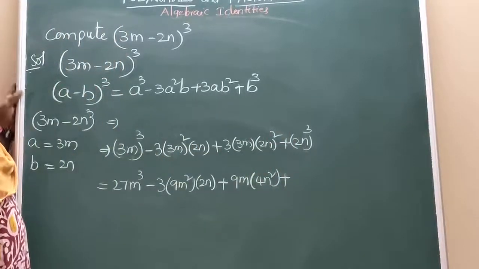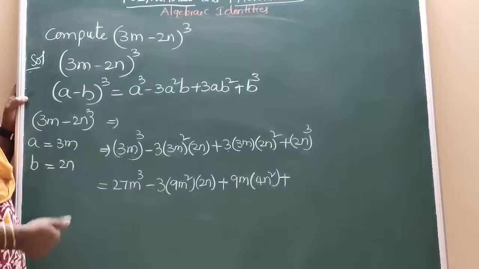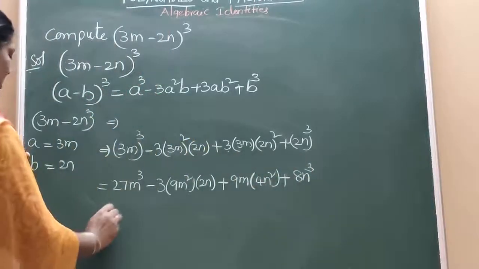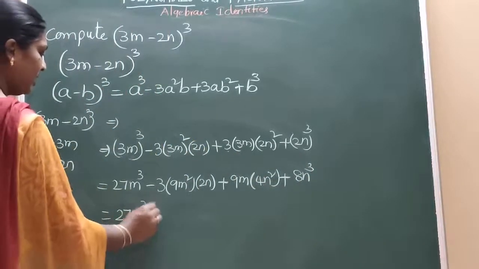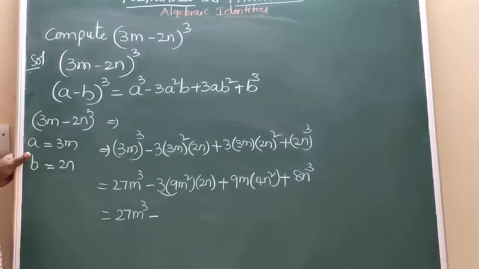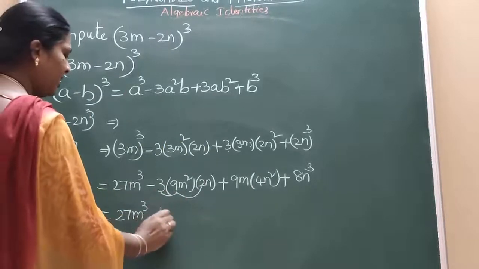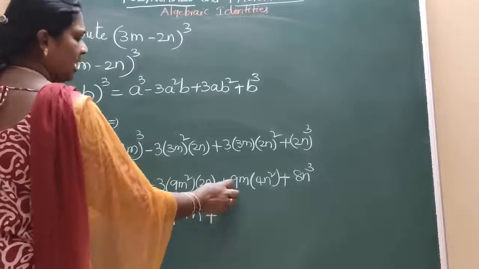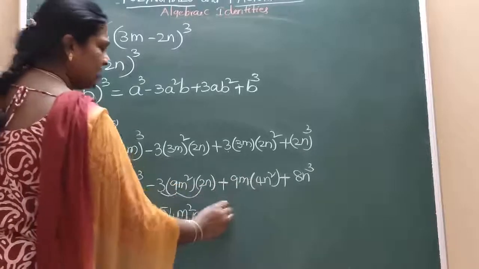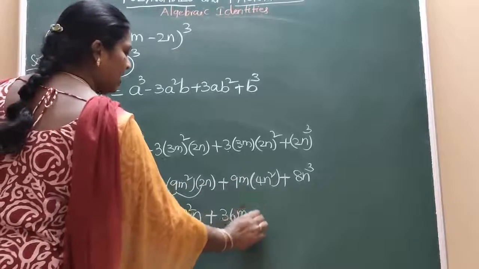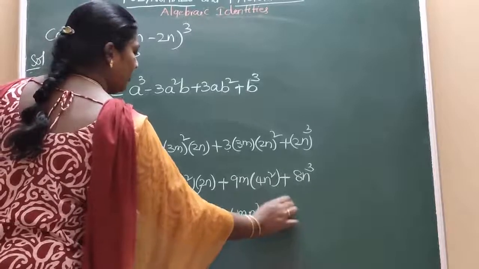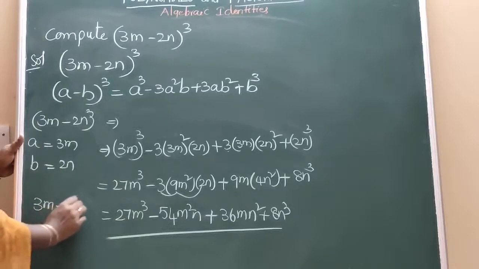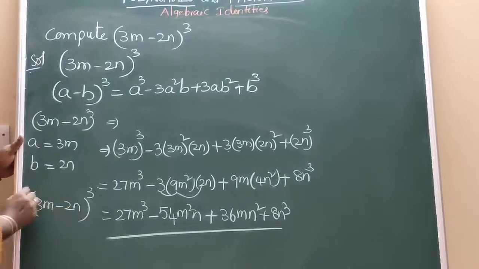That is, how many times we have to multiply 2n? 2n into 2n into 2n. That is 2 2s are 4, 4 2s are 8n cube. So see here, 27m cube minus 3 9s are 27, 27 2s are 54 m square n, plus here 9 4s are 36, so 36 mn square, plus 8n cube. This is the expansion of 3m minus 2n whole cube. Okay, understood children?